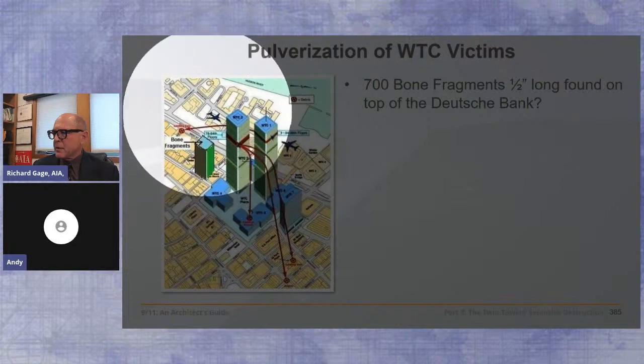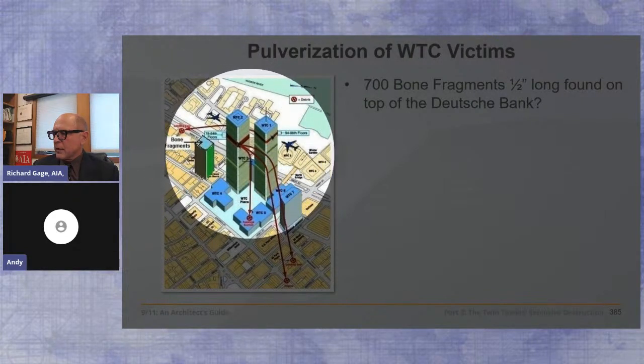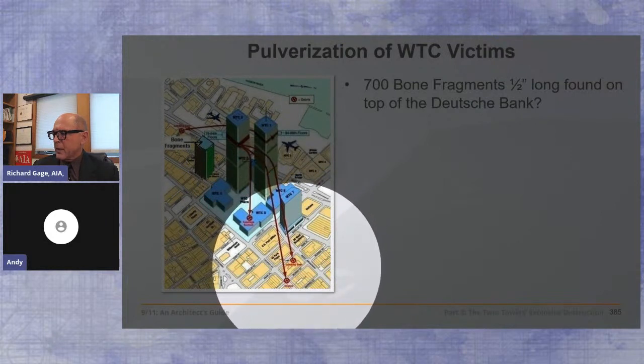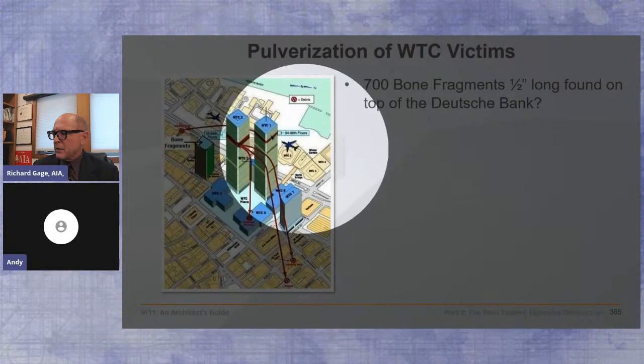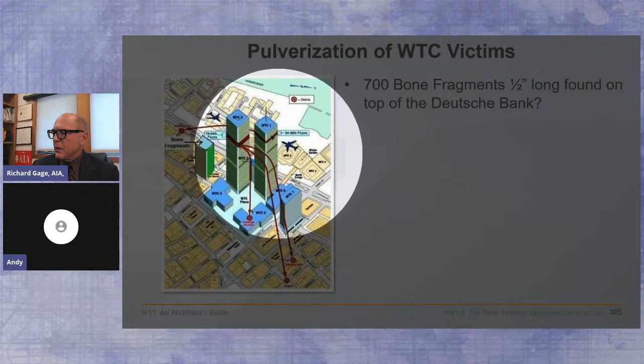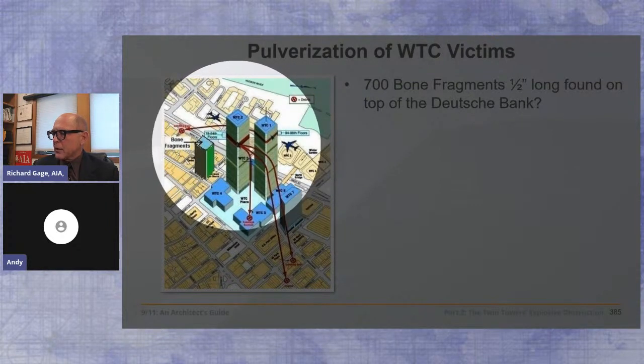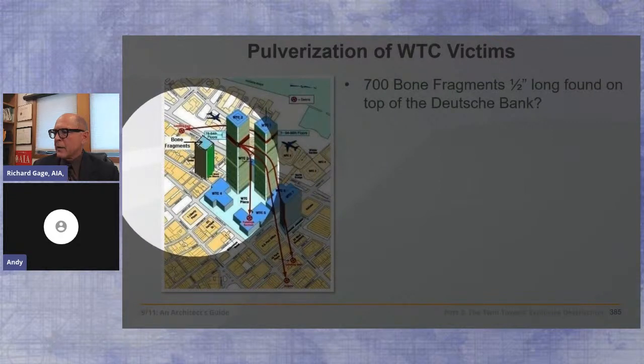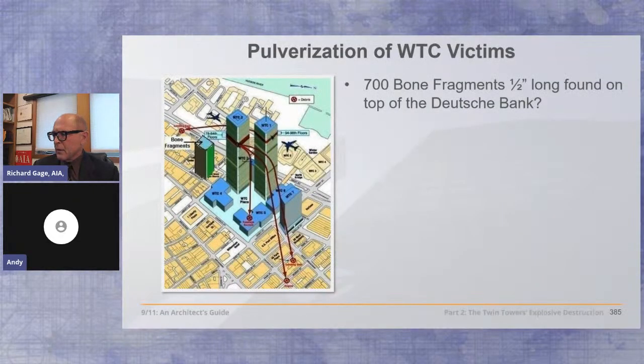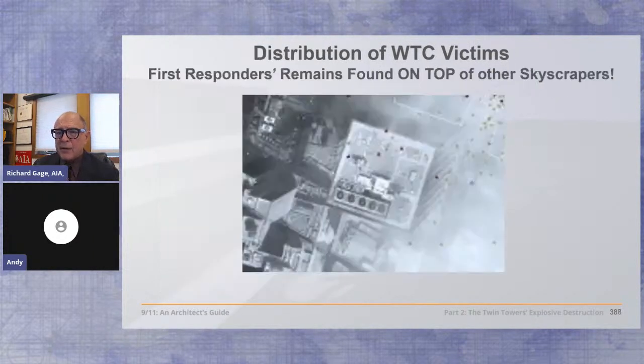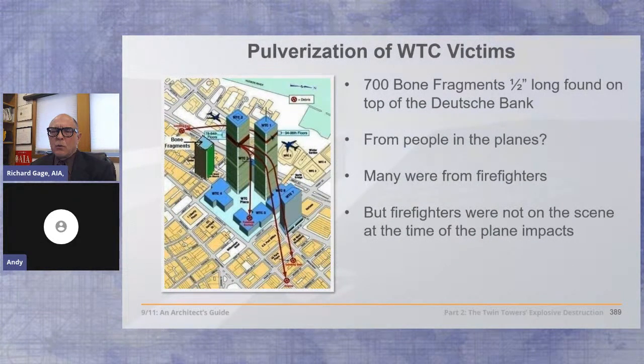Well, they didn't come from the people in this airplane because when it hit World Trade Center 2, its ejections went out this way. They couldn't have been from the people in this airplane because those ejections were blocked by World Trade Center 2 from landing on the Deutsche Bank building. And they weren't from the people in the planes anyway. Many of them were from firefighters, in fact, who weren't even on the site until after the planes hit the buildings. Firefighters are the red triangles. So we have a problem here.